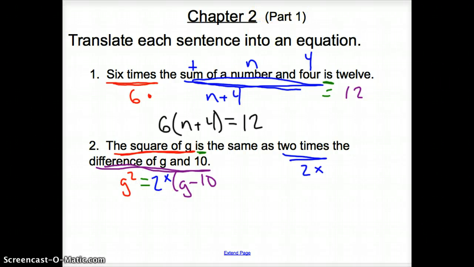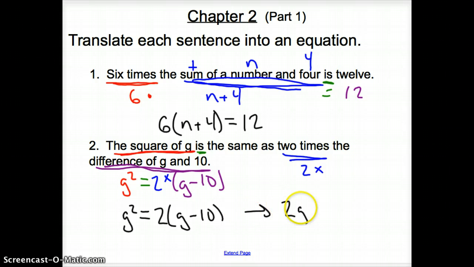So something like that as I close up that last parenthesis. And now let's make it all nice and pretty. So we have g squared, the equal from the is, 2 times the difference of g and 10. Take a peek. If I had 2 times g minus 10, which is not what we're looking for. This right here is 2 times the difference of g and 10. This is what we're looking for, not 2 times g minus 10.